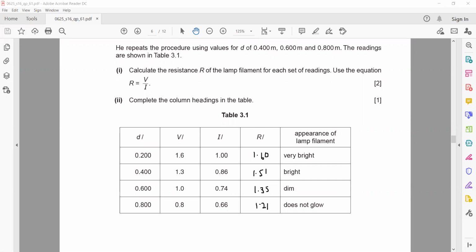Then complete the column headings in the table. This is the distance, which is in meters, so we write m. V is the voltage, and the unit of voltage is volts, denoted by V. The current unit is ampere, denoted by A. And for resistance you can write ohm, or you can write the Greek letter omega, which is also used for resistance.